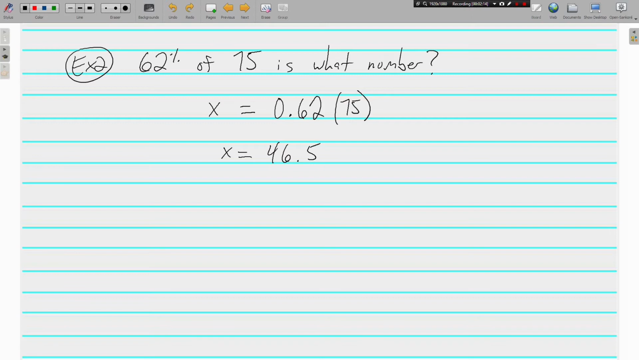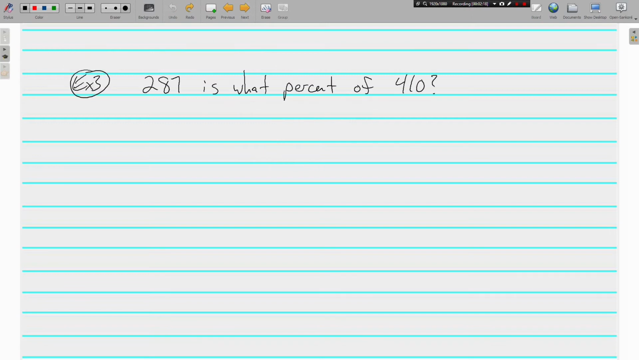Alright, here's an example where we're not missing the part. Here we know that 287 is what percent of 410? Okay, part equals percent times whole. The part is the "is," the whole is the "of." 287 is, but this time we have what percent? We don't know the percent, so that's where our variable goes. Of 410.